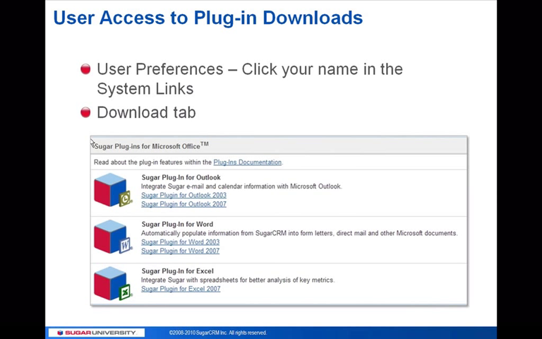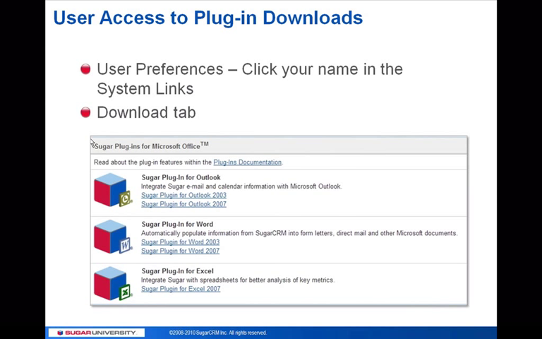There will be several tabs there. Make sure you go to the Download tab, and then you'll have this view where you'll have the Sugar plugin for Outlook, Word, and Excel, and then for the different versions. So make sure that if you're using Outlook 2003, that's the one that you download.